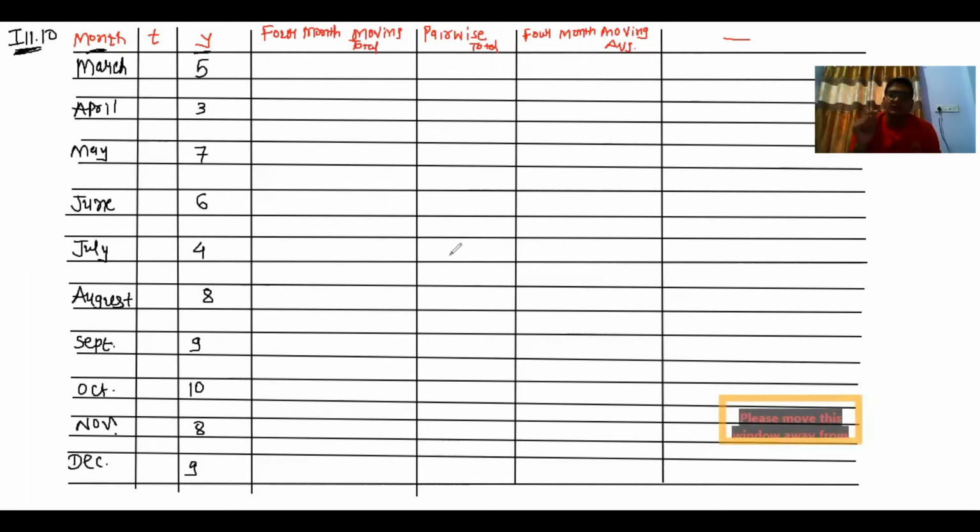When they ask for 4 months moving average, then in this question you have to write down the month and Y by spacing a single line, month by month. You can see after March there is a space of one line, again April, again space, May, space, June, space.